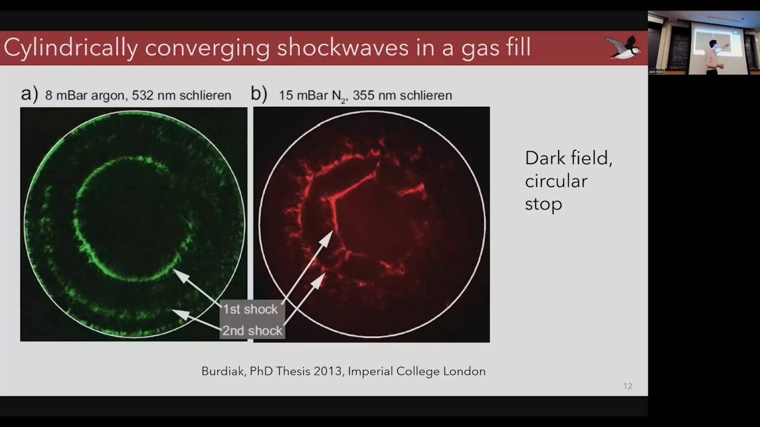And again, this was dark field with a circular stop. That's a pretty standard configuration. Dark field is a bit more sensitive than light field, because if you see any light at all, you know that it's been deflected, and that's really what you're looking for here.